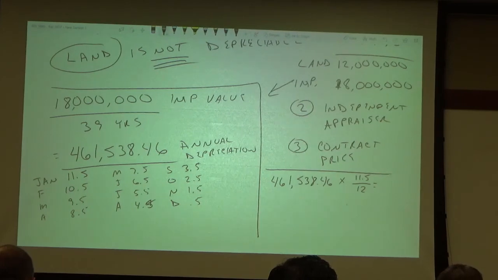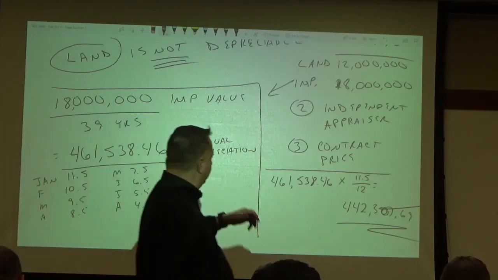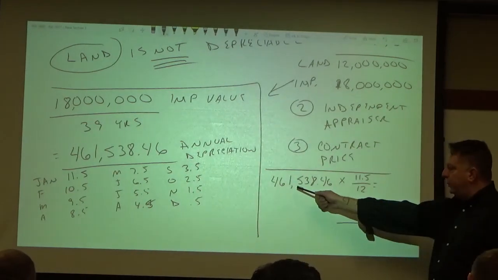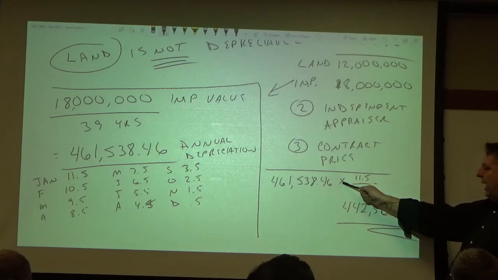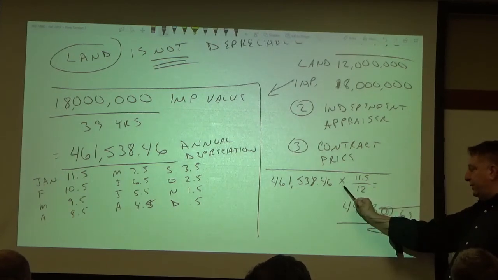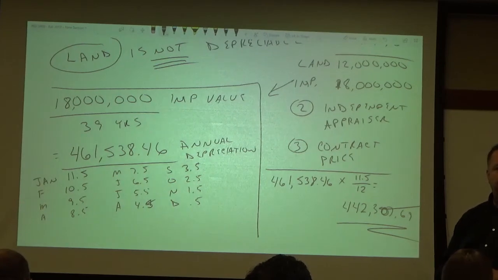And so you should end up with 442,307.69, okay? Now, to put it in your calculator, let me put it in kind of as we got written here: 461,538.46 times 11.5, and then divided by 12, you should get the answer. Okay? Am I good with that? Yes or no?